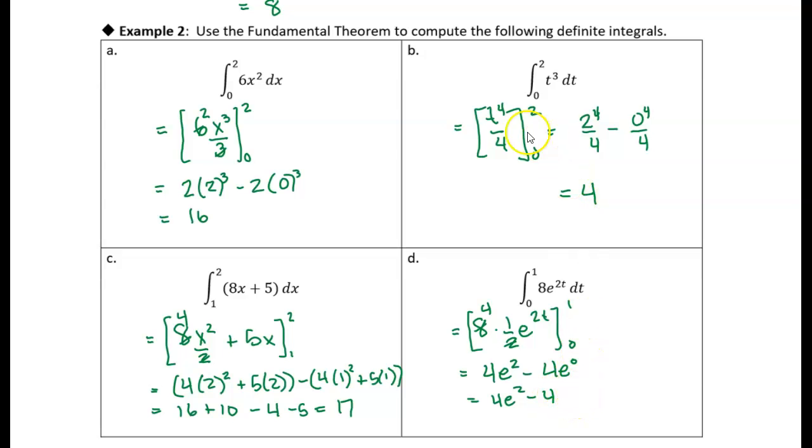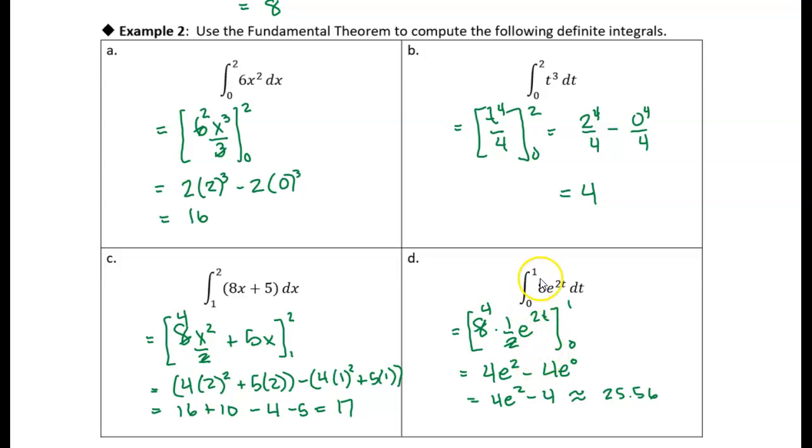Now, a lot of times I ask for exact answers. This would be the exact answer. This particular problem doesn't specify whether you need exact answers or not. So we could put this into your calculator, and we get 25.56, which is also what your calculator would give you if you evaluate this definite integral on your calculator.